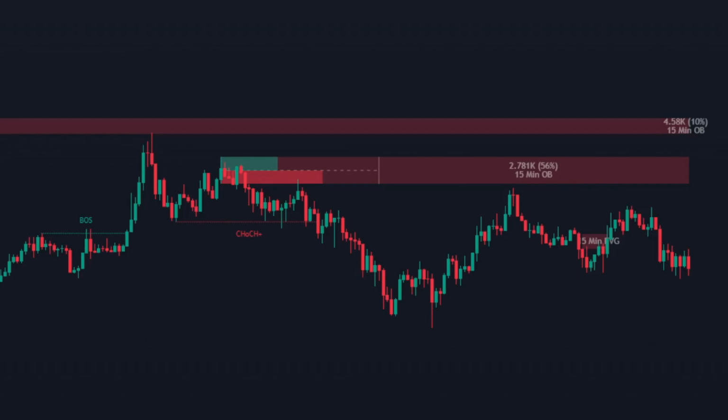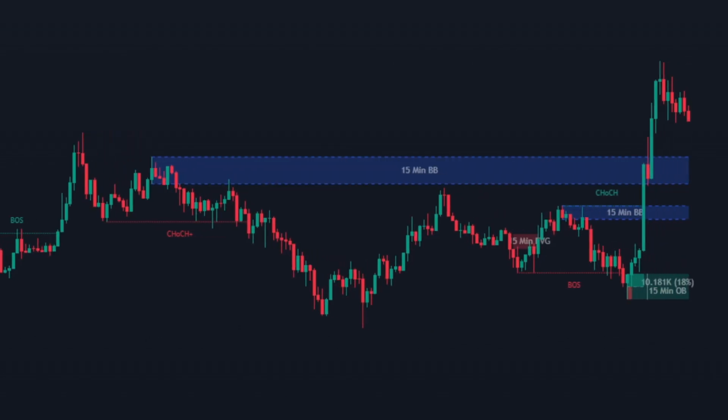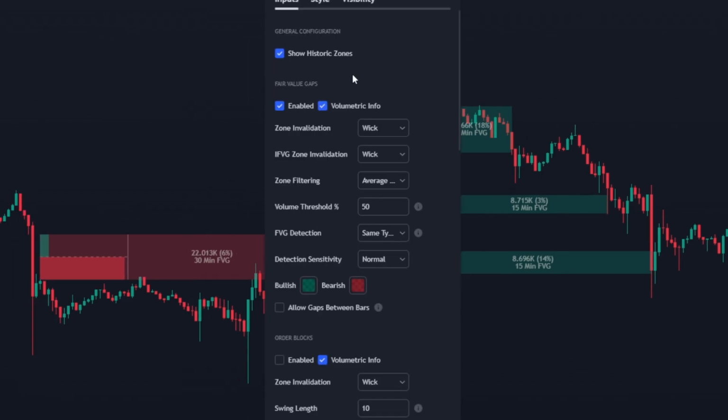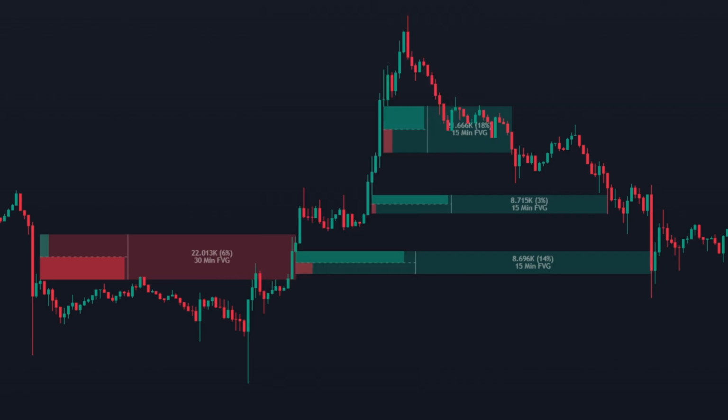These are formed when the price crosses the order block. Once they are created, we can use them as a new resistance or a supply zone. The next feature is the volumetric fair value gaps, which allow you to see the bullish and bearish volume of the zone. In the settings, you can select the invalidations of the zone. You can choose either a wick or a candle close. You can also select to detect fair value gaps from different time frames, just like the order blocks.